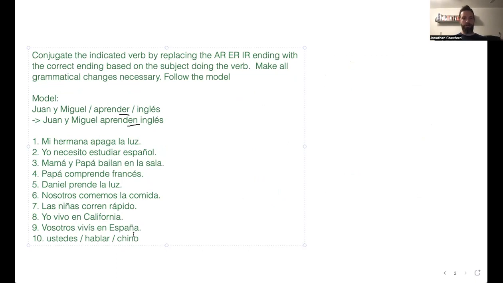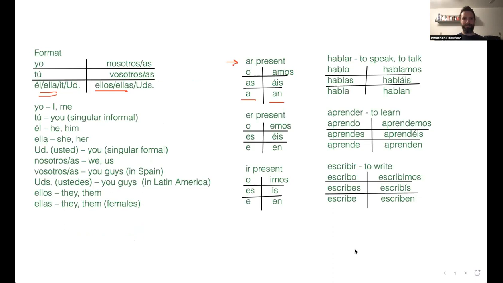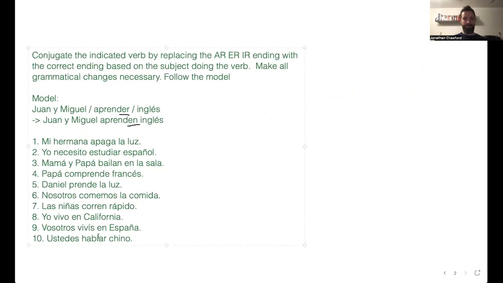Ustedes hablar chino. You guys speak Chinese. Ustedes hablar chino. Do you remember what it's going to be? Hablar. Ustedes. We have ustedes right here, lower right hand. Hablar is an AR verb, an. Plus, it's one of our example verbs. Hablan. Ustedes hablan chino.